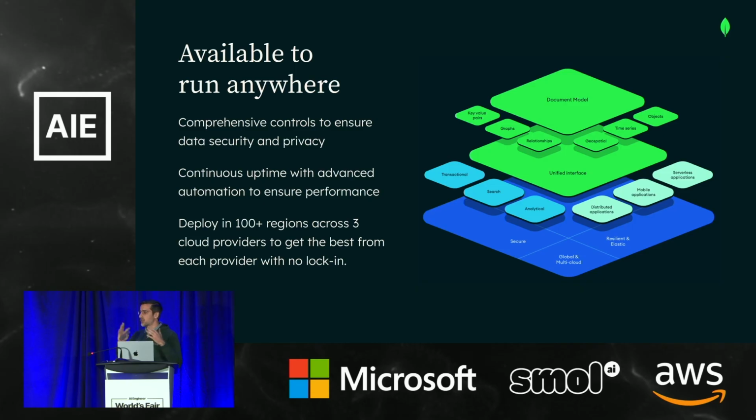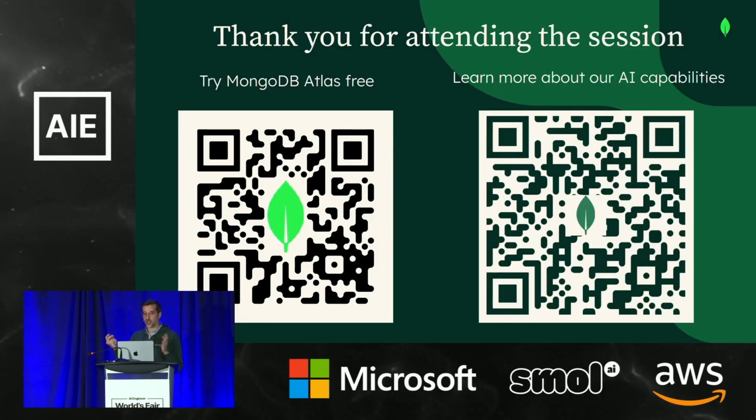One more thing to mention is that at the end of the day, all of this is built inside of MongoDB Atlas, which gives you comprehensive security controls and privacy. It gives you total uptime and automation to ensure optimal performance to serve your application. Finally, it's deployable in over 100 regions across all of the major cloud providers, including our search node offering that I mentioned earlier, which allows you to optimize how you deploy these resources. We're really thrilled to have this.